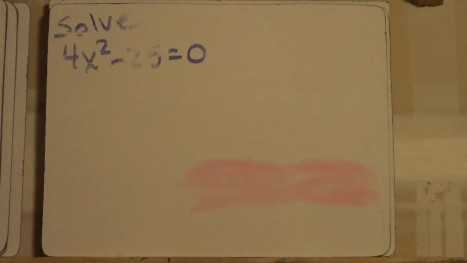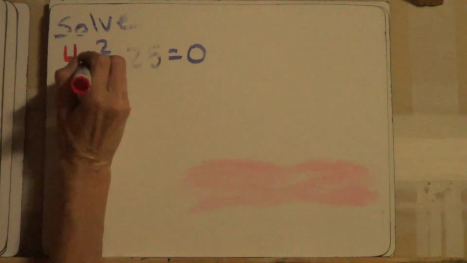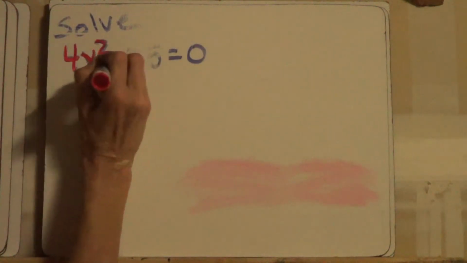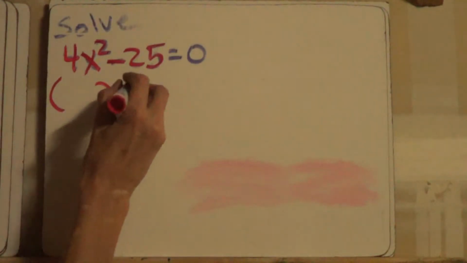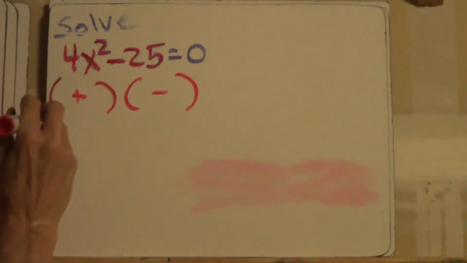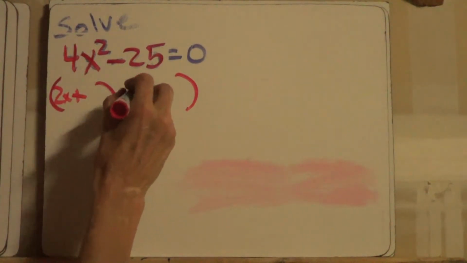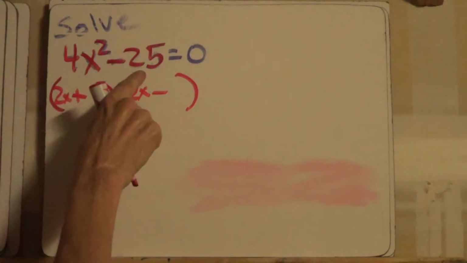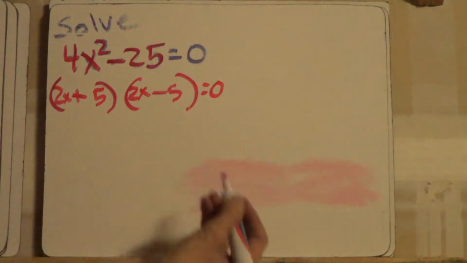Okay, now in this one, there's a couple things you could do. You could solve it by factoring because you know that's a difference of two squares. And from our previous lesson, a difference of two squares is factored down as a negative and a positive. Square root of 4x squared is 2x. Square root of the 25 is 5, and 5. And then you could set each to 0.